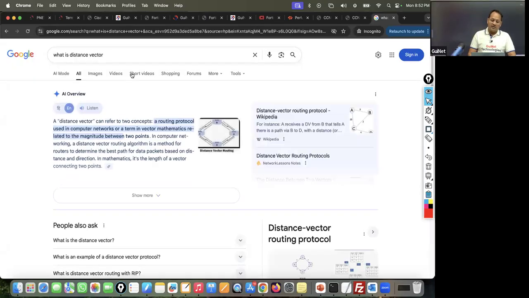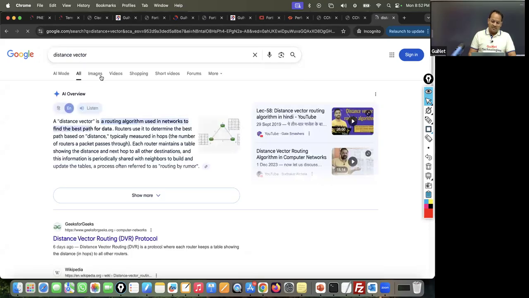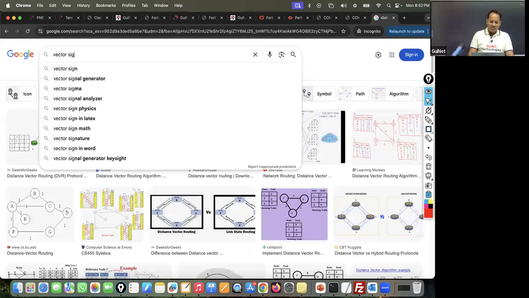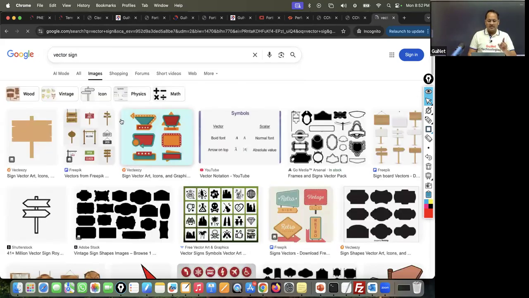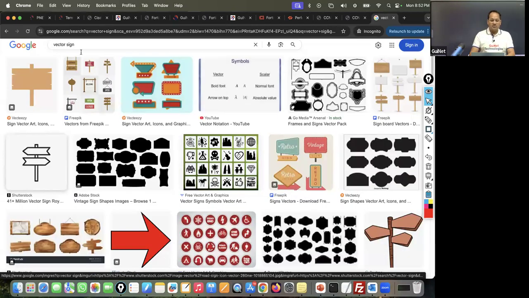What is a vector? Anyone know? Vector is like a sign, a point, a destination. Yes, two points in a specific direction. Let me show you. Vector is basically a sign. This is the vector. Okay. So you might be. Let me show you.